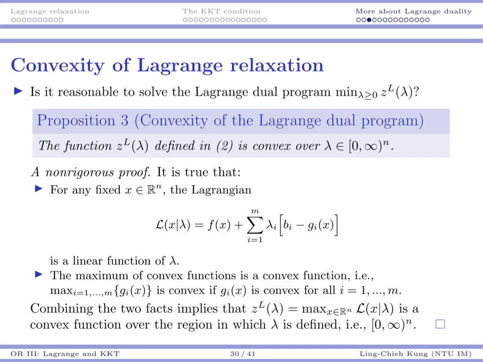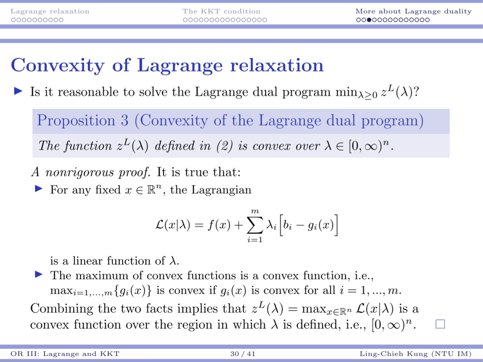So the first property regarding Lagrange relaxation is about its convexity. We want to solve the Lagrange dual program, but if our ZL of lambda is a very weird function, with a lot of nonlinearity and non-convexity, and we have no way to solve this problem, what's the point of formulating it, right? Luckily, we have convexity. The function ZL of lambda, defined in our previous slides, is always convex over this reasonable feasible region. Before we prove it, maybe you want to spend a few moments to appreciate this result.